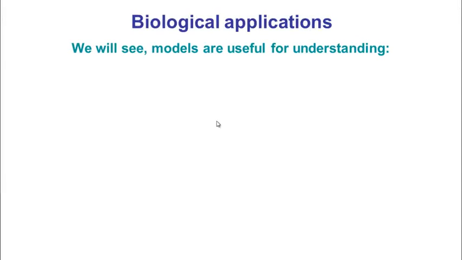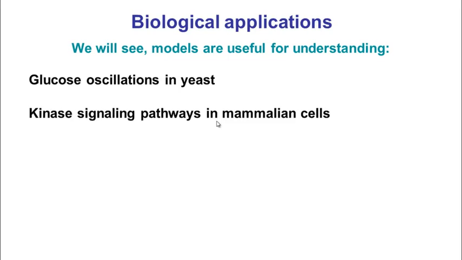And one of the arguments we're going to make as we go through this course is that models can be useful for understanding several different biological processes. And some of the biological processes that we're going to discuss in this course are the following. We're going to talk about glucose oscillations in yeast. We're going to talk about kinase signaling pathways in mammalian cells. We're going to talk about regulation of the cell cycle. This is a case where mathematical models have been extremely successful and extremely important in understanding whether or not cells want to divide or whether they want to stop dividing.